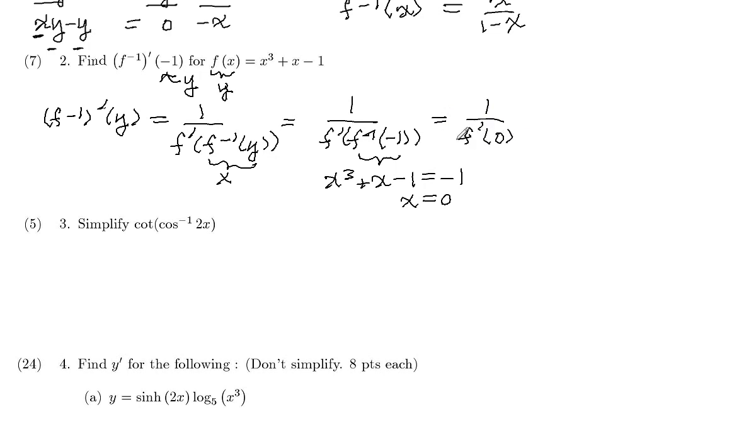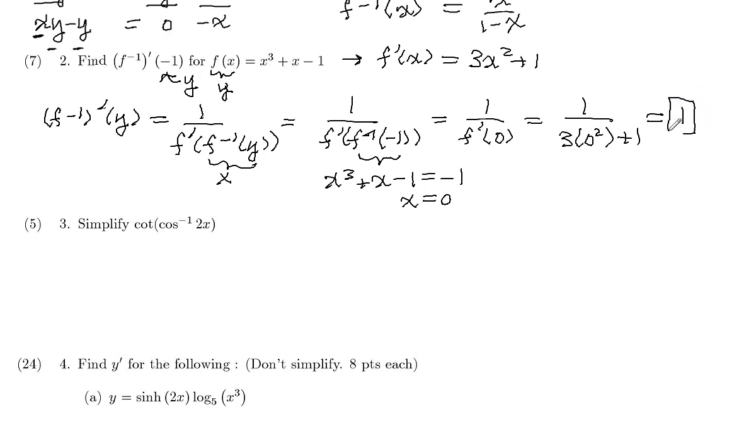So now this is the regular derivative at 0, and if our f of x is x cubed plus x minus 1, then our derivative function, just use power rule, polynomial, is going to be 3x squared plus 1. And now we just got to plug in 0. So this is just going to be 1 over 3 times 0 squared plus 1, which is just 1 over 1, which is 1. Okay, and that's our final answer there.